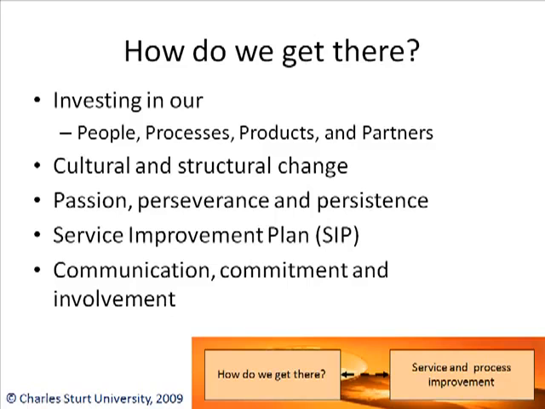So step number four, how do we get there? We know where we want to be in the future, the vision. We know where we are right now, the current status. We know where we would like to be in a month, in 3 months, in 6 months, and so on. So how do we get there? How do we actually achieve all these milestones we've set for ourselves in the previous step?